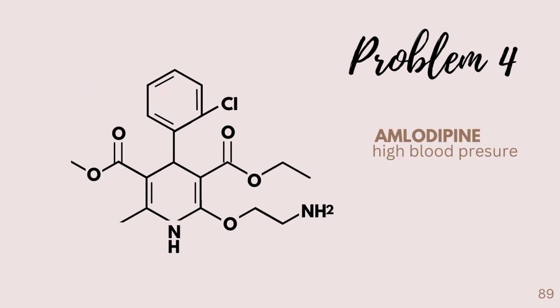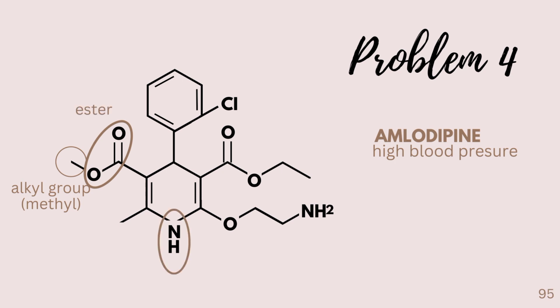Our fourth drug is called amlodipine. This is a high blood pressure medication. On the far left, we have the single carbon coming off. This is an alkyl group. Specifically, the one carbon group ay tinatawag na methyl. This carbonyl next to an oxygen, there is no OH. That is called an ester. This nitrogen down here, not the simplest example, but this is an amine.